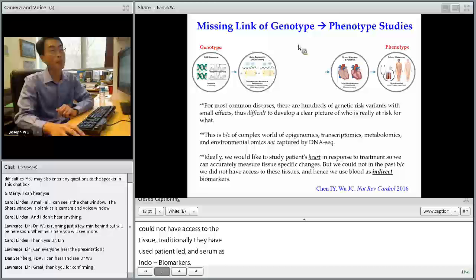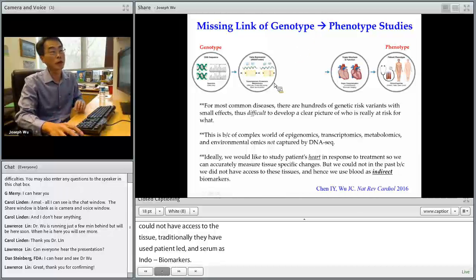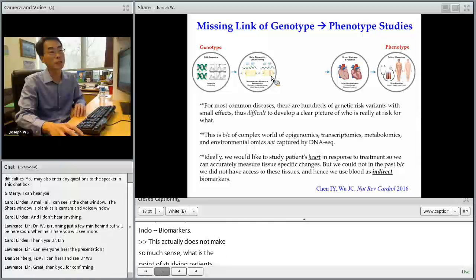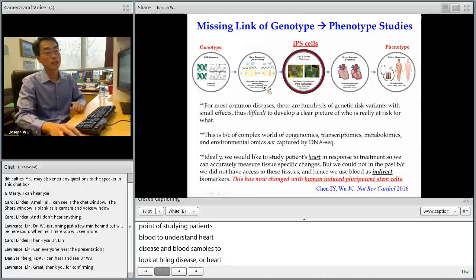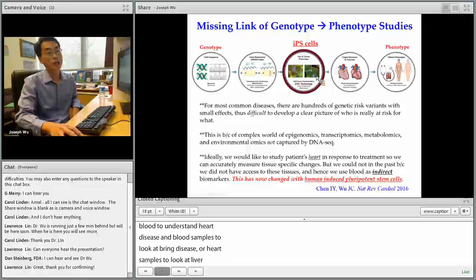What's the point of studying patients' blood to understand heart disease, studying patients' blood samples to look at brain disease, or studying patients' heart samples to look at liver disease and so forth? I would say this has not changed with the human iPS cell model. While it's not exactly the same as the human heart, it's probably the best technology that we have that integrates the patient's DNA, the RNA, the transcriptomics, the proteomics, the metabolomics, and it's all encapsulated in this iPS cell technology right here.